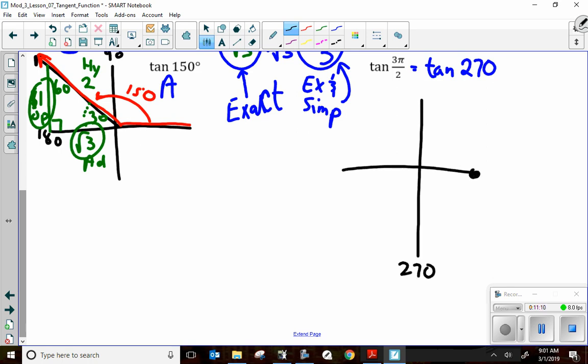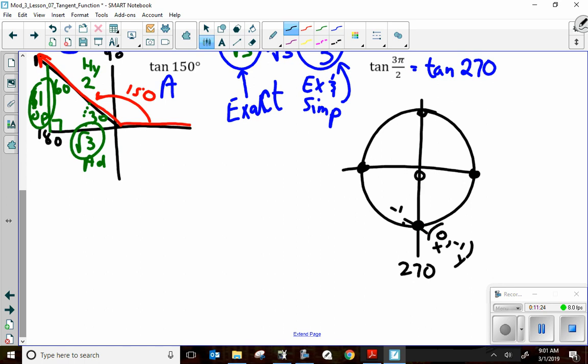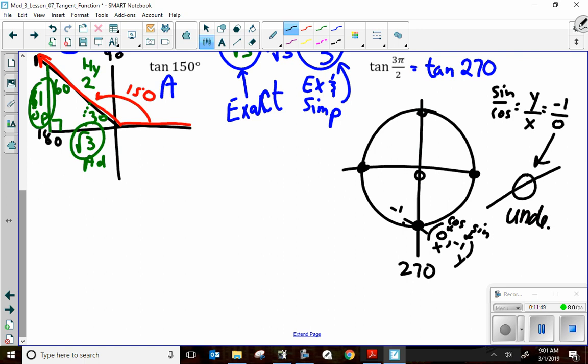Remember, all these points are 1, right? This is at 0 on the x and -1 on the y. So my x, my y, my cosine of 270, my sine at 270. All right? So tangent is sine over cosine, or it's y over x. My y is -1, my x is 0. Uh-oh. What happens when we have a 0 on the bottom of a fraction? Undefined. That's not 0. That's undefined.